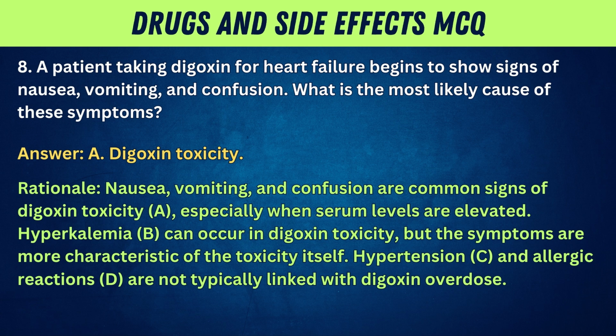Hyperkalemia, B, can occur in digoxin toxicity, but the symptoms are more characteristic of the toxicity itself. Hypertension, C, and allergic reactions, D.